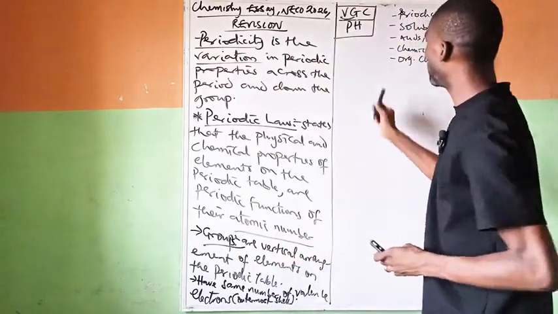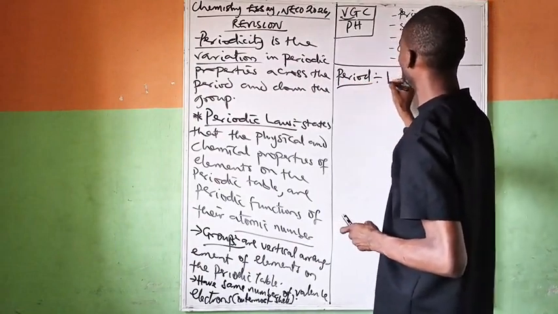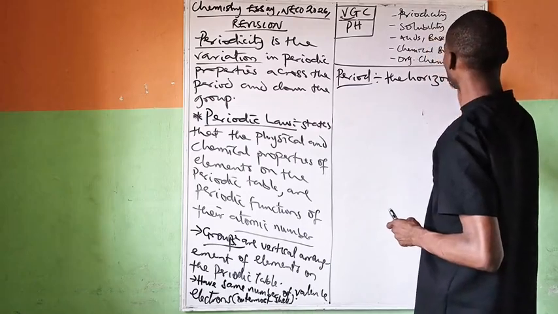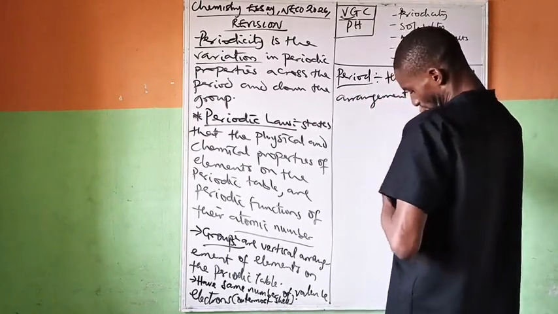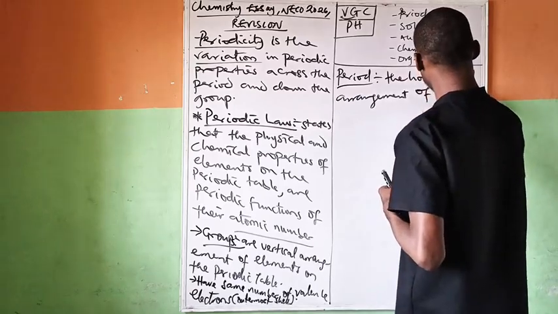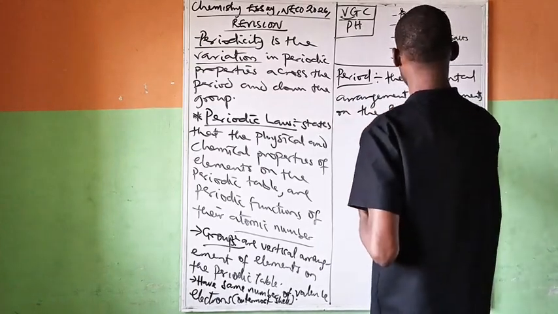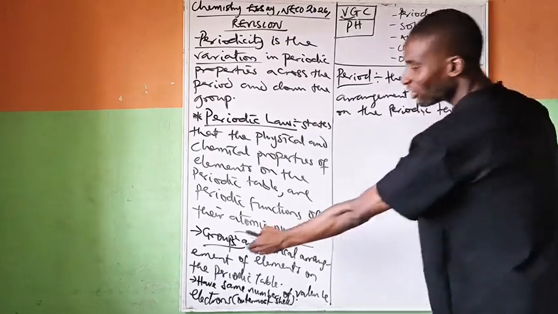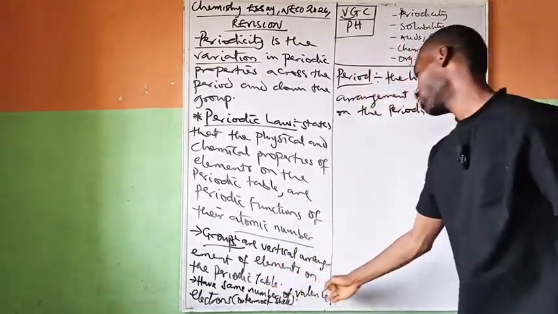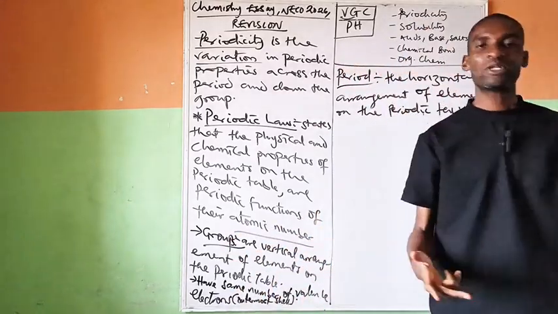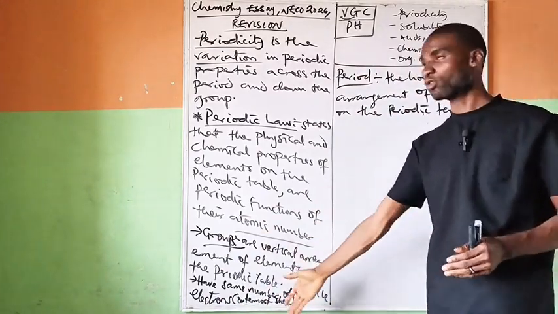Now let's talk about period. Period refers to the horizontal arrangement of elements on the periodic table. Now that's not all. Before we come back here, members of the same group, what do they have in common? They have the same number of electrons in their outermost shell. Number two, they have similar chemical properties, and because of that, they take part in similar chemical reactions.